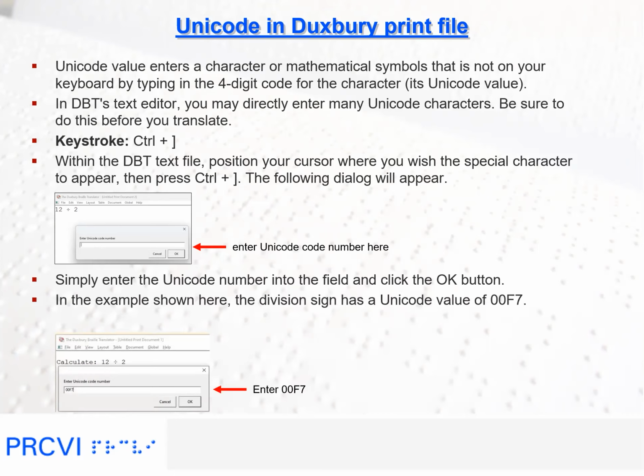The Unicode value for dash is 2014 and for minus sign is 2212. Please email me if you are interested in learning more about Unicode numbers. You can use Unicode values in Microsoft Word as well.